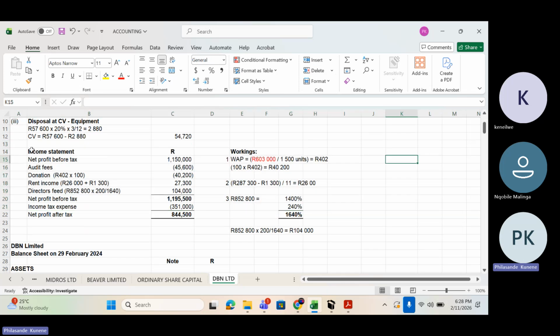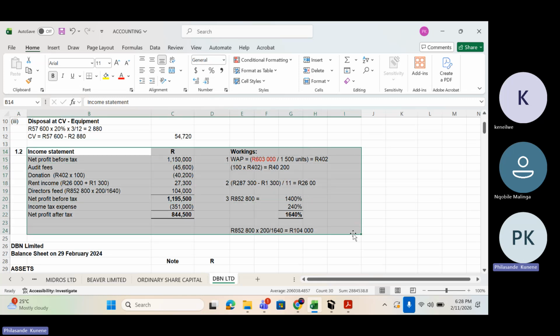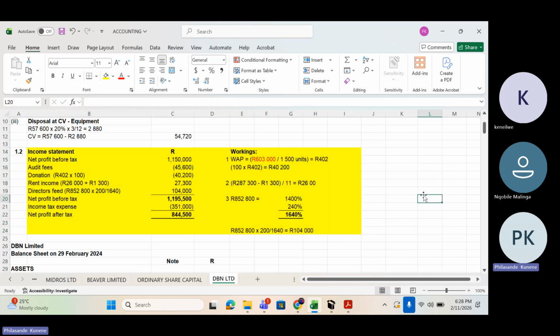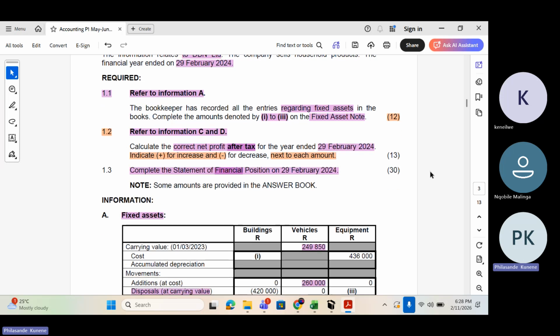You can see we do have these workings. This will be my 1.2. We did the workings, but since we did them a while ago, I think I would like us to discuss them a little bit before we move on to the next question. Okay, so here what we needed to do, let's go to information C and D.